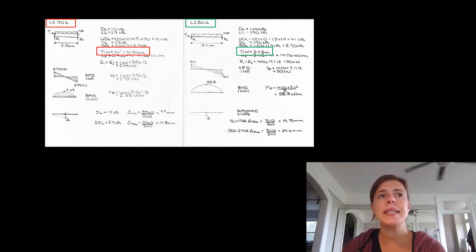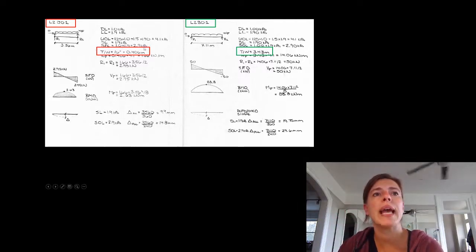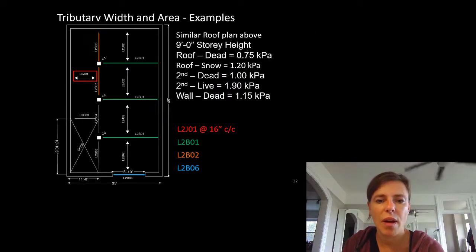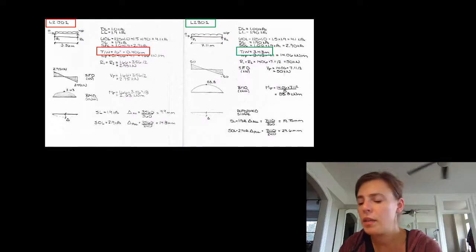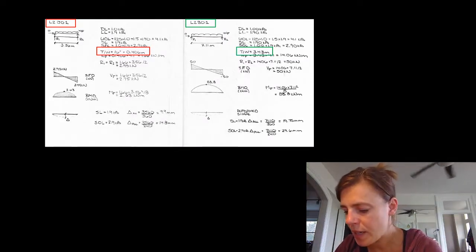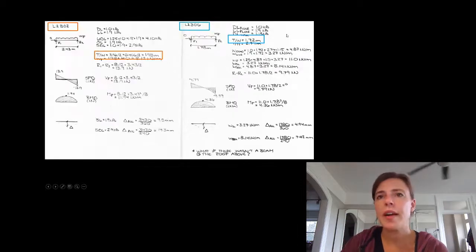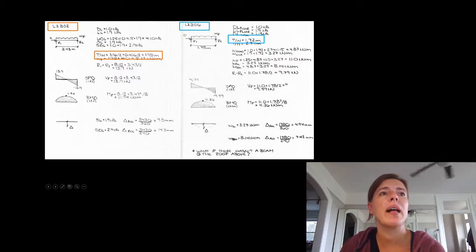So this is here, but the big takeaway I want you to get is calculating these tributary widths. So these are those tributary widths we went through and calculated. Let's go back. I want to see that we got that for L2BO1. We had 45 times 12 times 25.4 divided by 4 divided by 1,000. Yeah, so we're on track there. These are all the things that we calculated out ourselves.